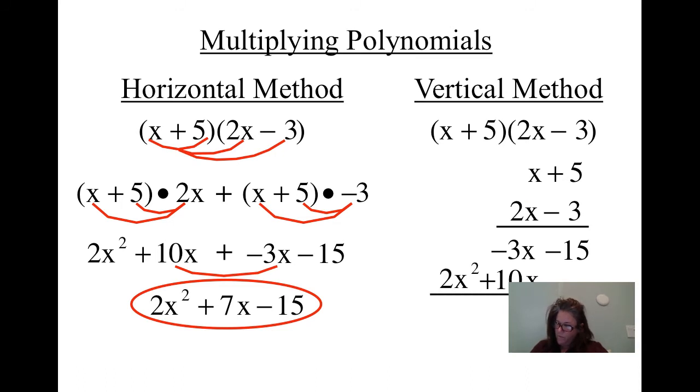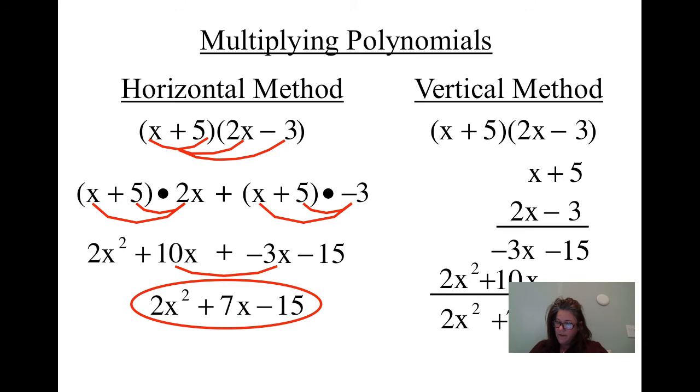And now notice that when I'm doing the double digit, when I got that 10x, I lined it up under the other x term. So basically, we're lining it up to combine our like terms. So here what I'm left with is 2x squared plus 7x minus 15.